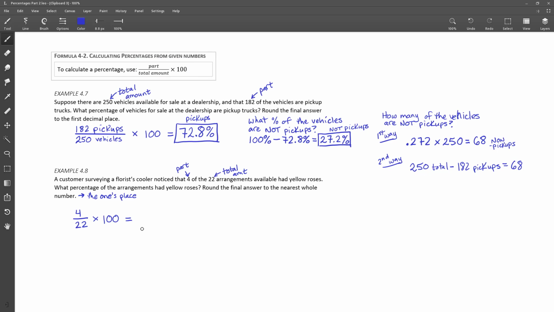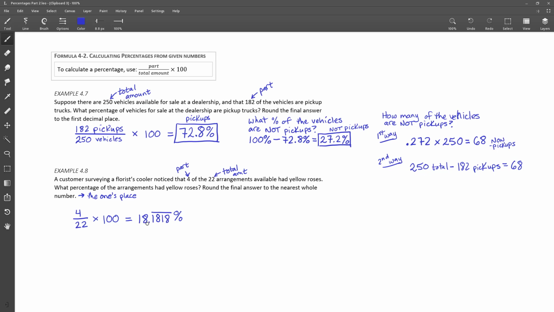Now this comes out with a repeating pattern in the decimals. It's 18.1818 and so on and so forth. This is actually repeating, but we are not going to use any of that after the decimal point because we're asked to round the final answer to the nearest whole number. I'm just going to throw a percent on here so we're clear. This is a percentage here.